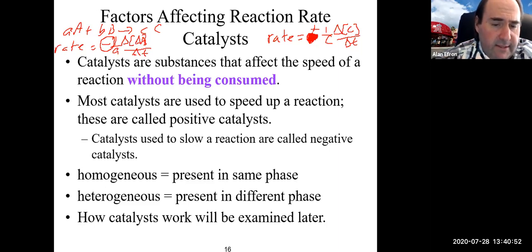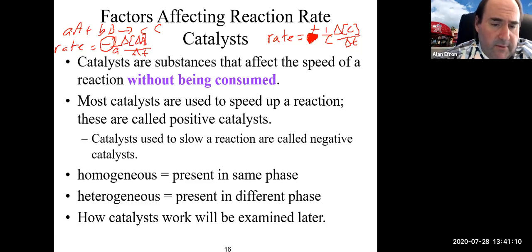So we could use this to help us decide what's happening in the reaction. We pretty much just need to know one particular thing. If we know how, say, A is changing, we can figure out how B is changing, how C is changing. We can also figure out the overall rate.